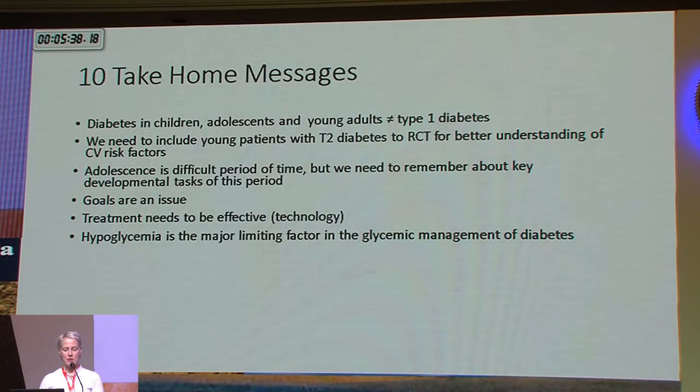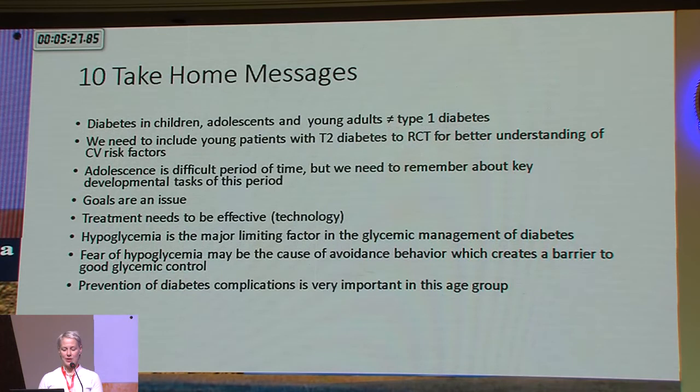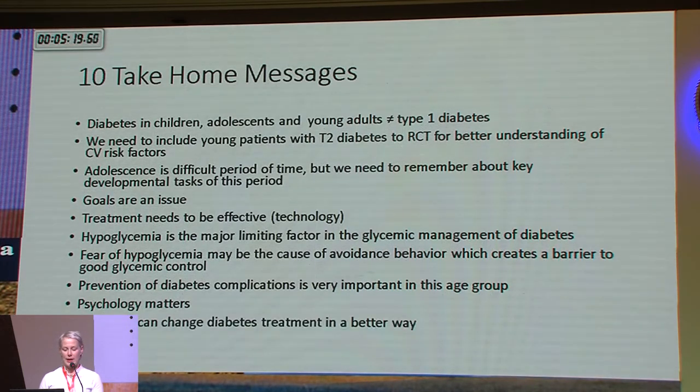Hypoglycemia is a major limiting factor in the glycemic management of diabetes. It's still an issue. And fear of hypoglycemia may be the cause of avoidance behavior, which creates a barrier to good glycemic control. Prevention of diabetes complications is very important in this age group. Psychology matters, and it's still an option here. And of course, with education, we can change everything in the lives of our patients.